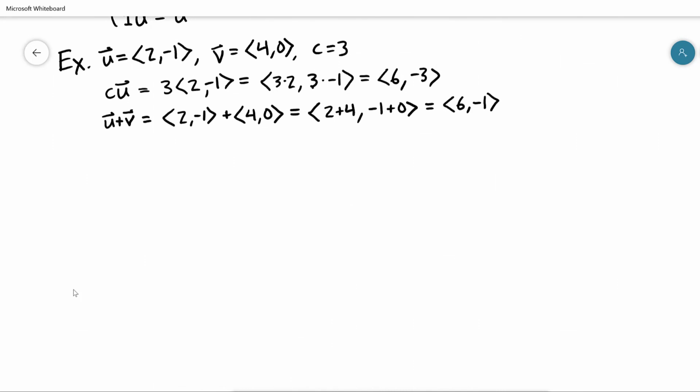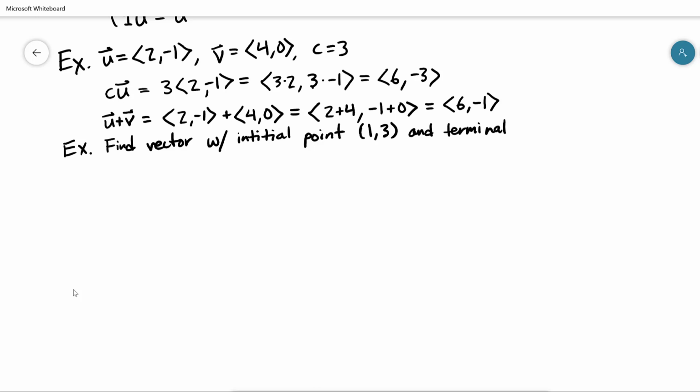We'll do a couple more examples. I want to find the vector with initial point of, let's say, 1, 3. So there's the coordinate of where this vector starts, and the terminal point of 4, 2.